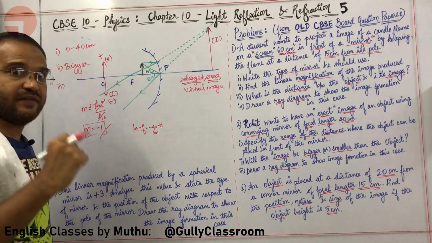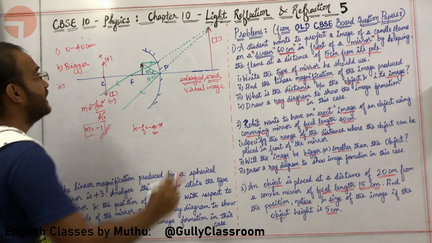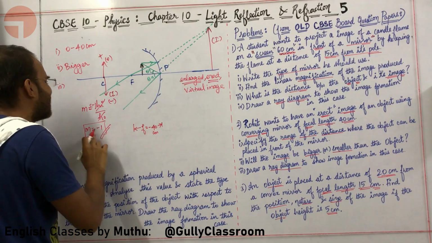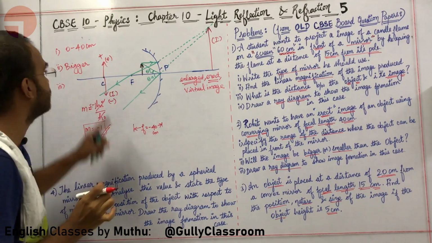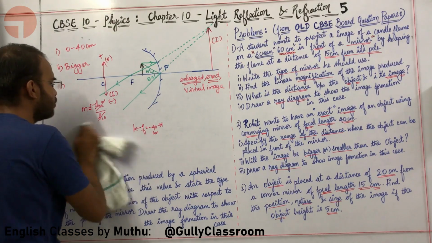So this is a very important point. Note it down. If the magnification is -1 in a concave mirror, then the object and the image are absolutely present at the center of curvature. Okay sir, what about beyond C?